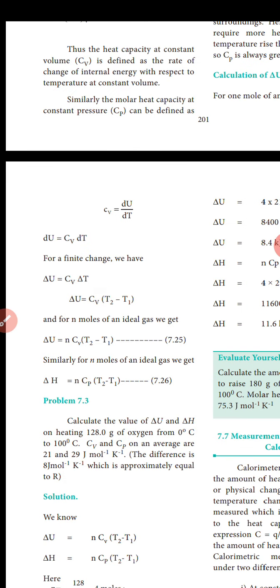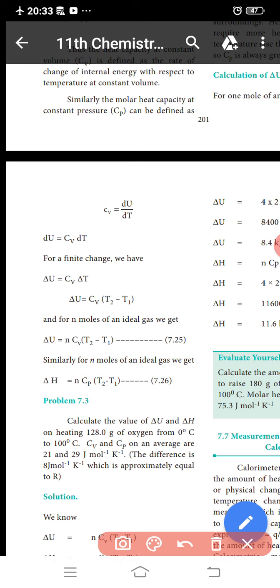For an ideal gas, we have Cv is equal to dU/dT. So dU is equal to Cv dT. For a finite change, ΔU is equal to Cv ΔT, so ΔU is equal to Cv (T2 minus T1). For n moles of an ideal gas, ΔU is equal to nCv (T2 minus T1).